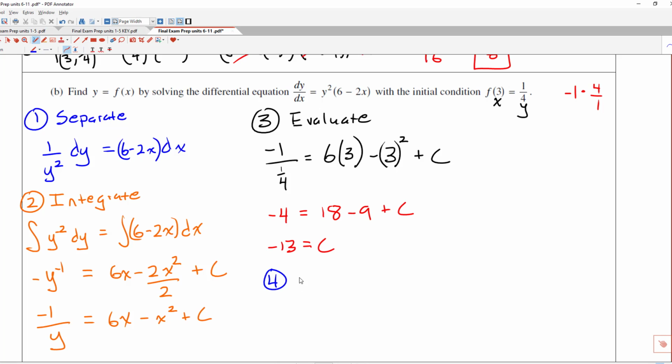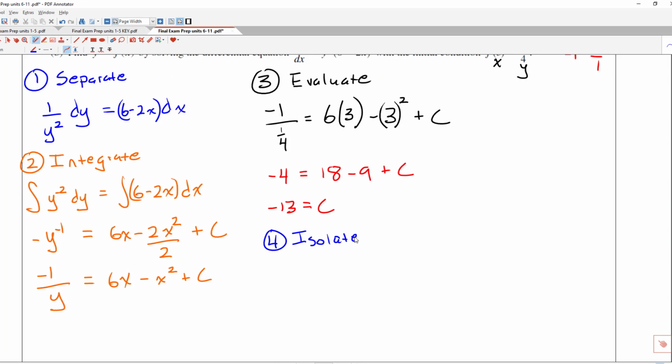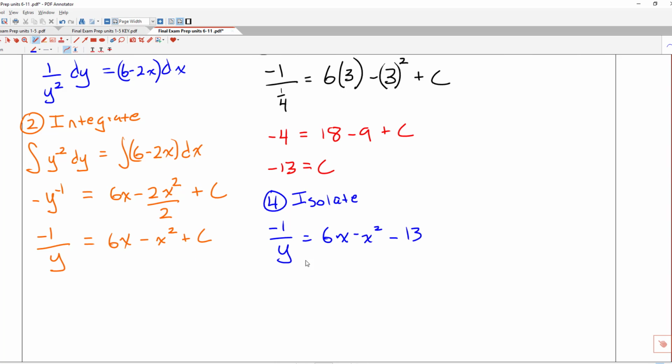Step number 4 is to isolate. So that means that I'm trying to solve for y, essentially. So in this equation right there, let's plug in our c and then solve for y. So I have -1 over y is equal to 6x minus x squared minus 13. Okay, now solve for y. So I can do that all in one step. I think you guys can probably follow that. I'm going to take the reciprocal of each side. So this whole side is technically over 1. Take the reciprocal of both sides. I'm going to flip the left.